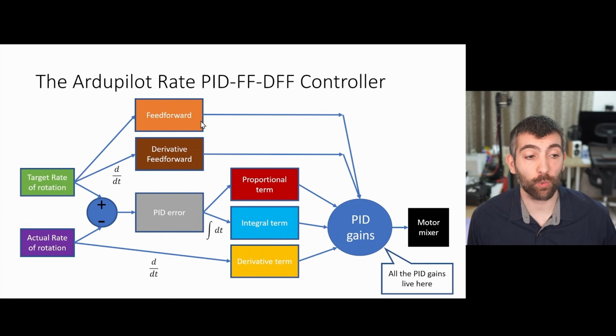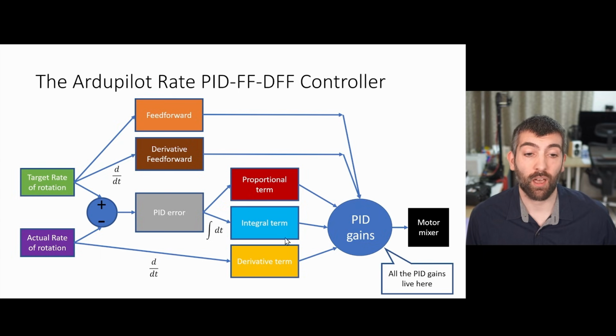We have the feedforward term, the derivative feedforward term, which looks at the time derivative of the target rate of rotation. And then we also have a PID error term, which is calculated by subtracting the actual rate from the target rate to get an error. And that is then fed into two terms, a proportional term and an integral term. The integral term looks at the time integral of PID error. And then we also have a derivative term, which is just the time derivative of the actual rate of rotation.